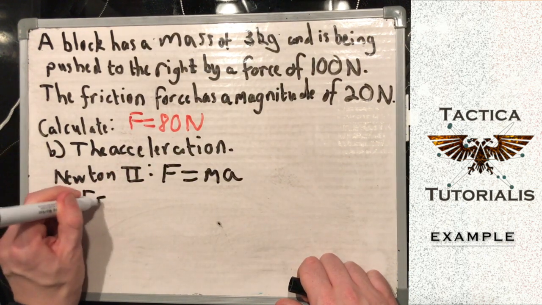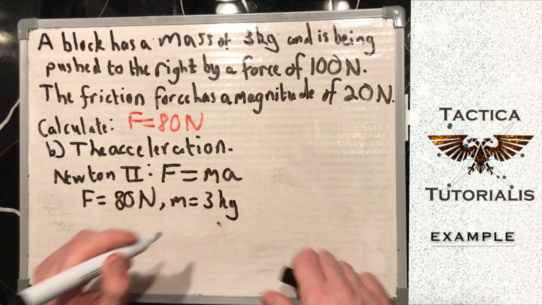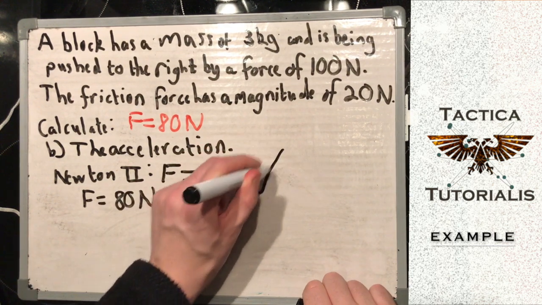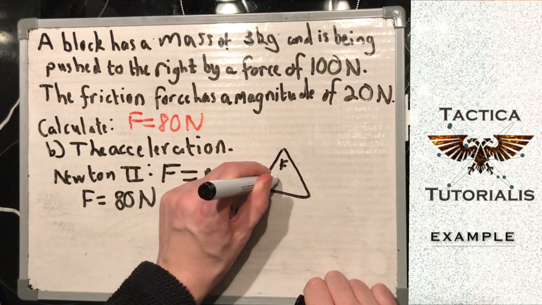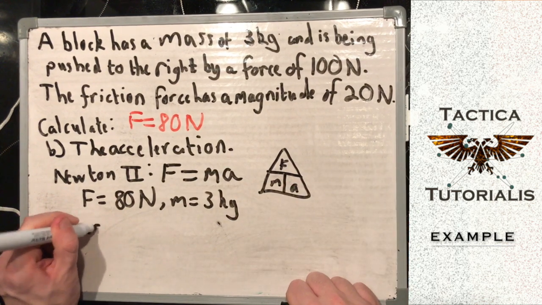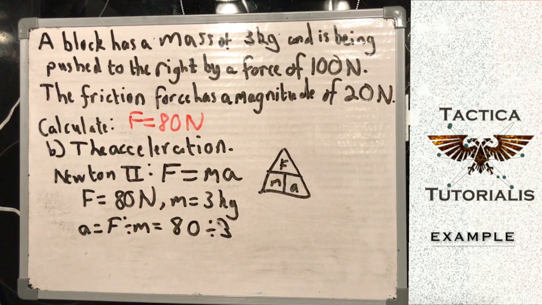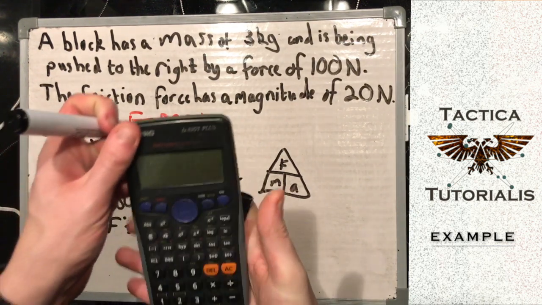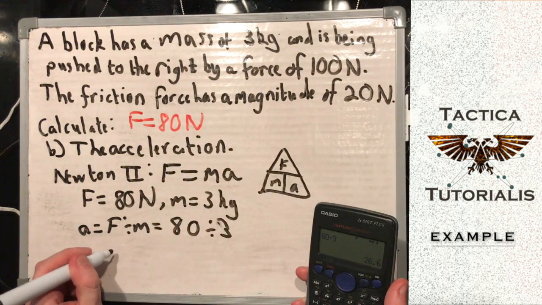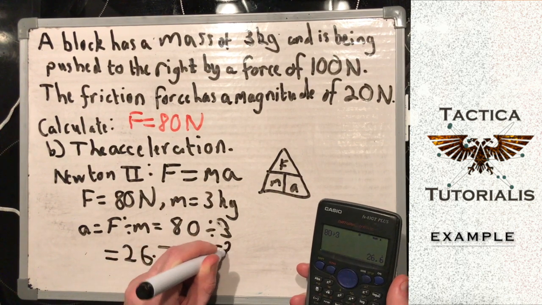We know F equals 80 newtons, m equals 3 kilograms. All the units are good. So we just need to rearrange this equation a bit. If you're a formula triangle person, then you can have this, that F equals ma. So acceleration is force over mass. F divided by m equals 80 divided by 3, which I can do in my head, but I'm going to put in my calculator here. 80 divided by 3 is 26.7, if we round it off, 26.7 meters per second squared.